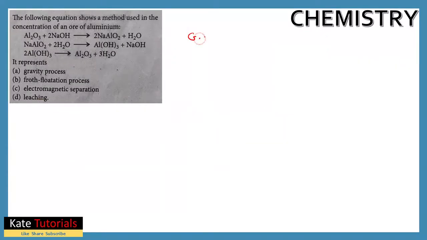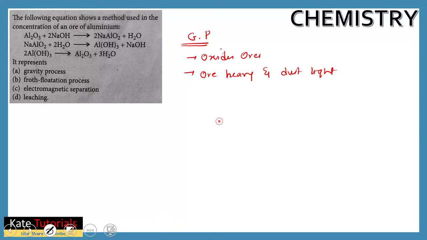Gravity separation or gravity process is used for oxide ores. That is the first point. Second thing is, the ore should be denser, means the ore should be heavy, and gangue particles, means dust particles, should be light. Then only we can separate through this gravity separation. Here we use water, so we also call it the hydraulic washing method. Gravity process is also called as what? Hydraulic washing method.